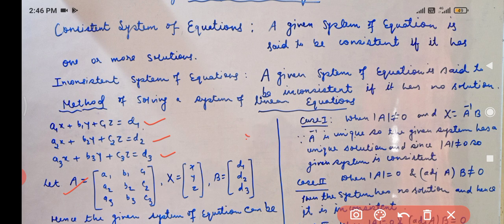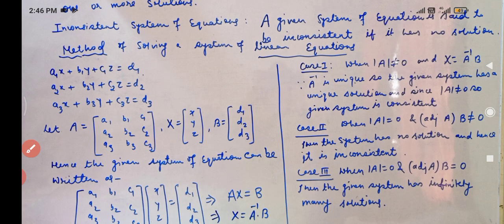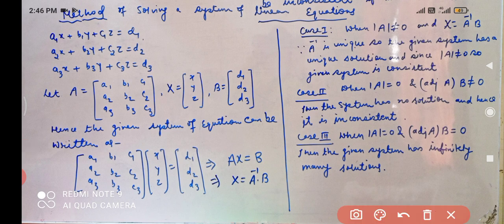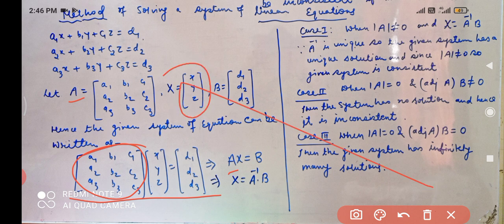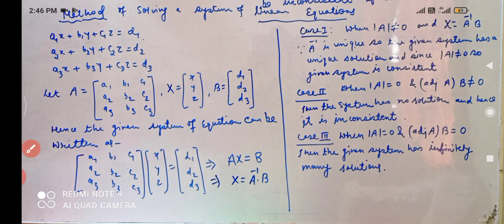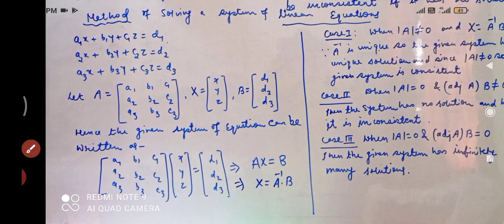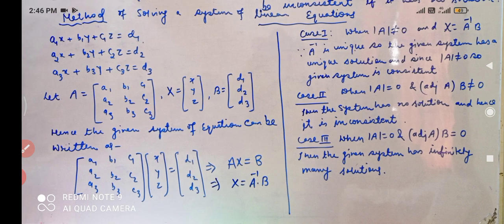So after picking these values A, X and B, we write that the system of linear equations can be written in this form. And this implies AX equals B, because A is this one. So we put the value of A here, X is here, so we write X, and thereafter we write B here. Okay. So in this way we write A, X and then B. Okay. So this implies X equals what? A inverse B. So here 3 cases arise.